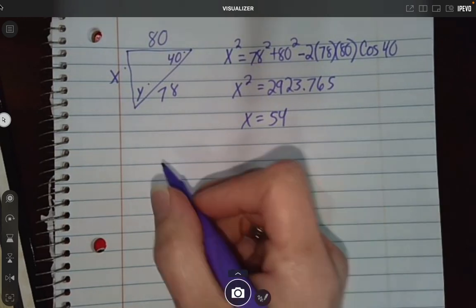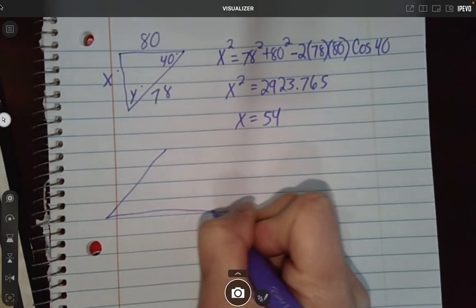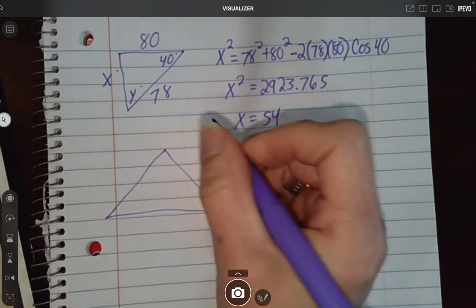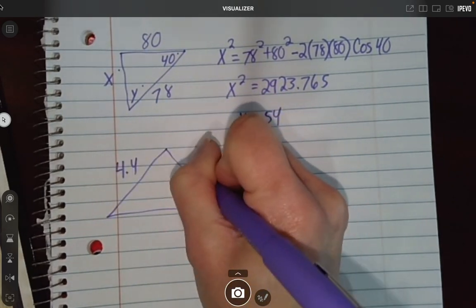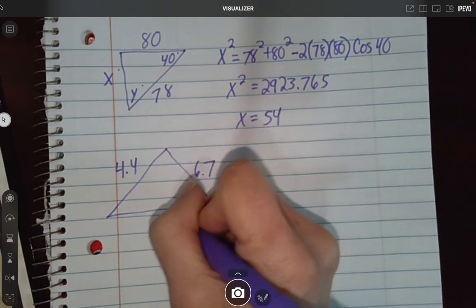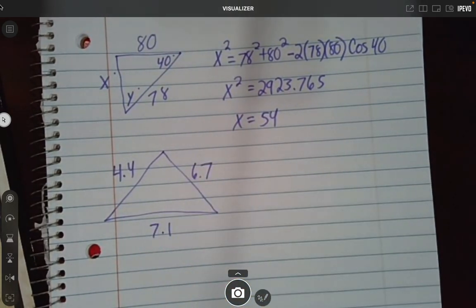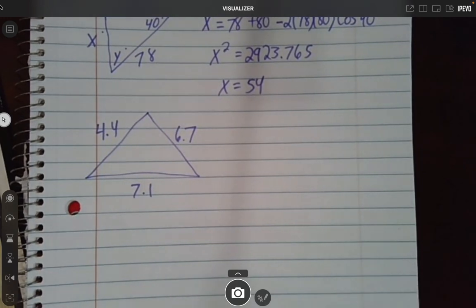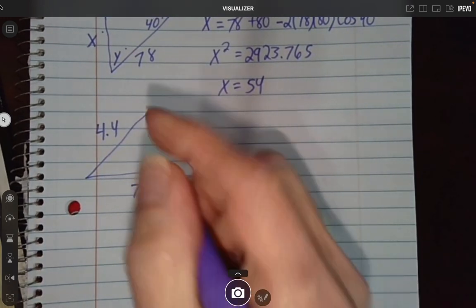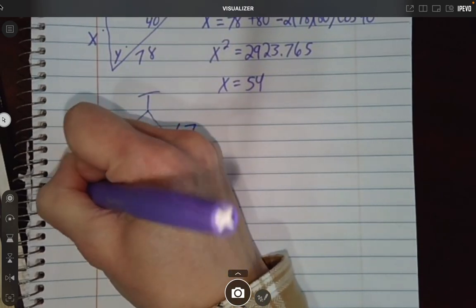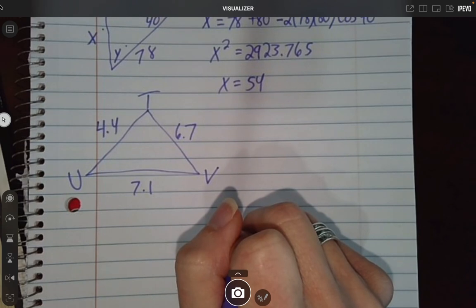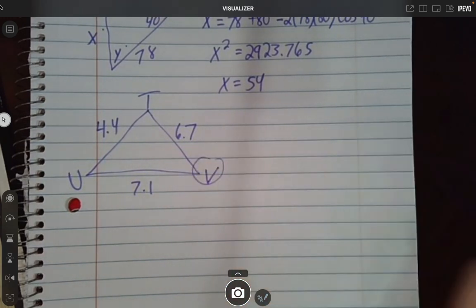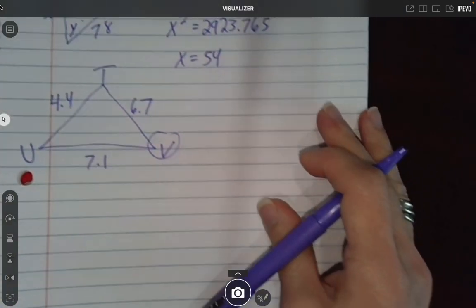This problem, they give us 3 sides. So we're missing what? Angles. It's 4.4, 6.7, 7.1. All right, there's my A, B, and C. Oh, what do they call it? TUV. They want us to find angle V. I'm going to circle this one right here. Is everybody good so far? I just wrote down my picture, and they told us to find angle V.